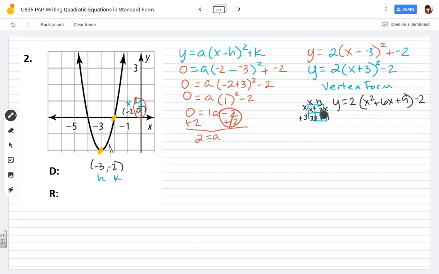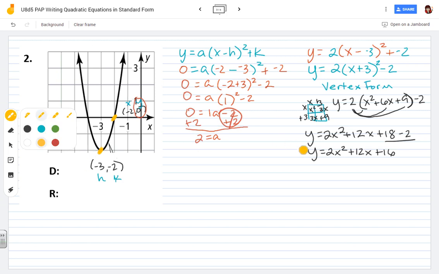Okay, now we go ahead and move forward with the distribution. Only the terms inside the parentheses. Remember, we stop at the end parenthesis. So we're looking at y is equal to 2x squared plus 12x plus 18 minus 2. These are like terms. Y is equal to 2x squared plus 12x plus 16. And ladies and gentlemen, this is our final answer for this problem.